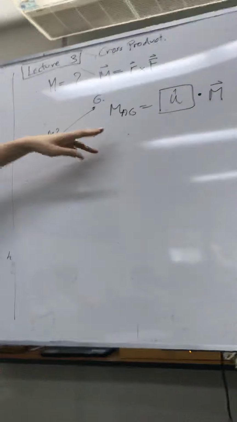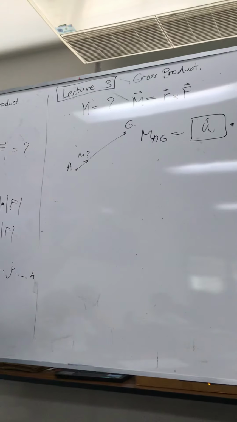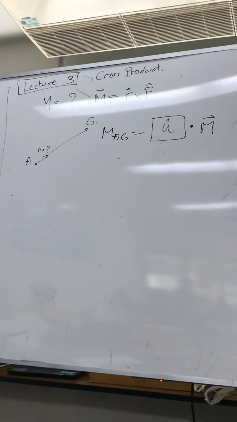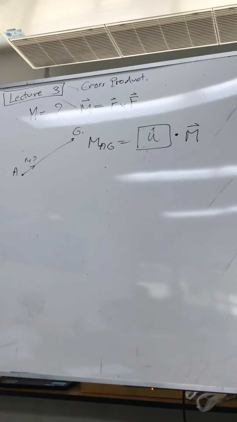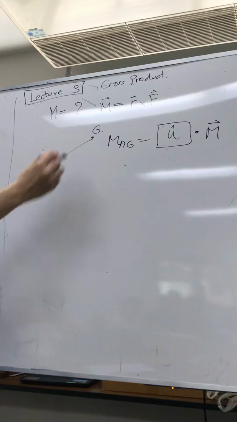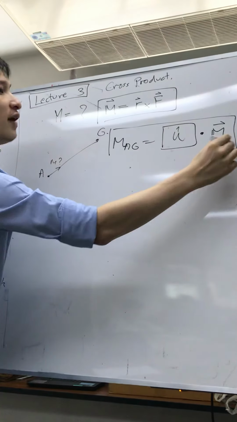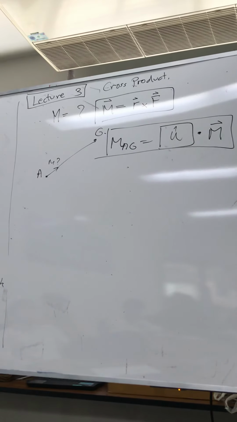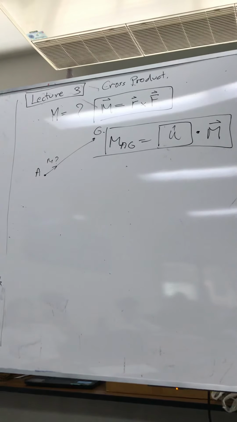If you have a vector and you want to know the magnitude of the vector onto the axis, then you always use this unit vector, or we call it dot product. Okay. So first, find the moment. Secondly, find the moment onto the axis. It is statics, right? Statics, yes.